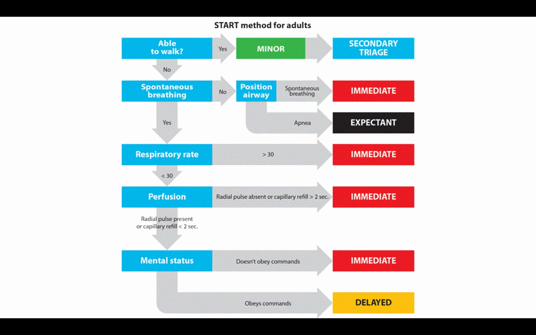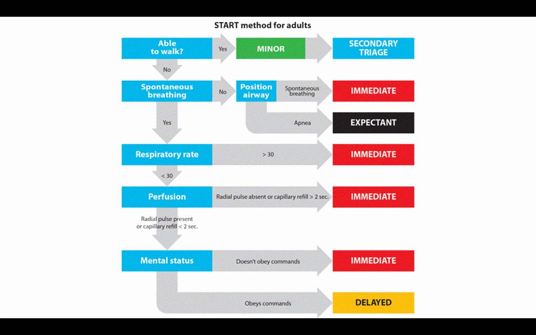When you walk up to the person, are they spontaneously breathing? If it's no, we're going to go ahead and position the airway. If they start breathing after opening up the airway, then we put them in the red category, the immediate category. If they don't, they're still apneic, then we put them in that expectant or deceased. If they are breathing, then we're going to check their respiratory rate. If it's greater than 30, then we put them in the immediate category. If it's less than 30, then we're going to move on to checking perfusion status.